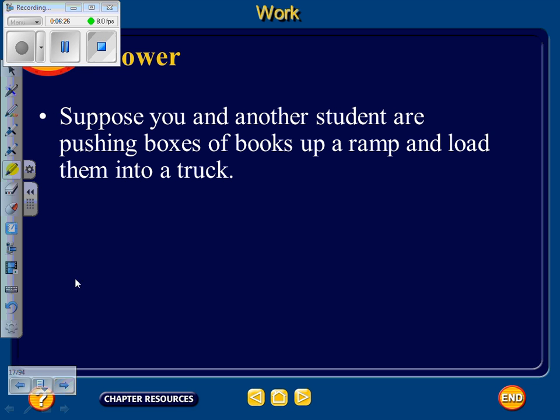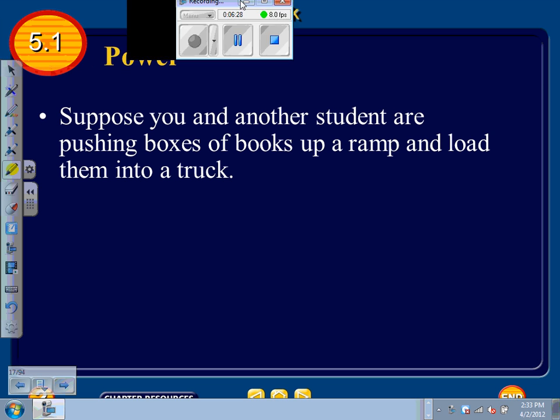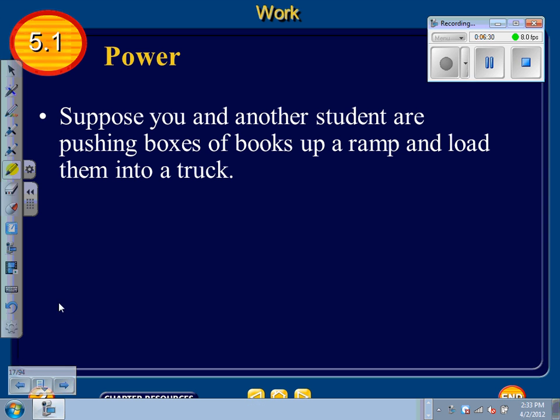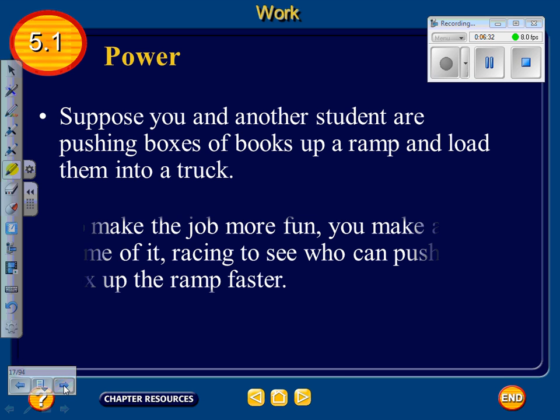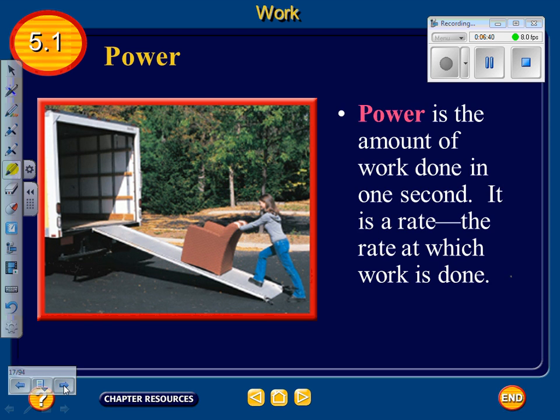Power. Suppose you and another student are pushing boxes of books up a ramp and loading them into a truck. To make the job more fun, you make a game of it, racing to see who can push a box up the ramp faster. Power is the amount of work done in 1 second. It is a rate because it's measured over time, the rate at which work is done. So power is the rate at which work is done.